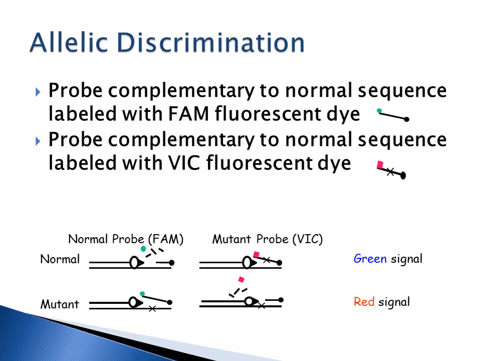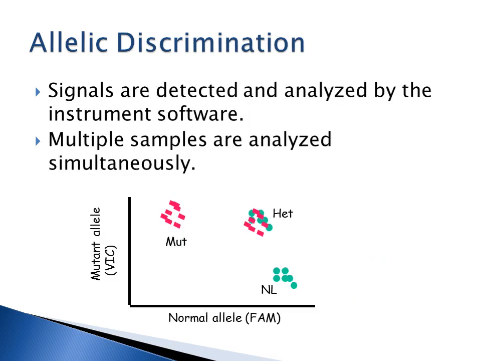You have your probe that's complementary to your normal sequence that's going to be labeled with one color of dye. You have your probe that is the complementary sequence to the mutant sequence that's labeled with a different colored dye. And depending on what color fluorescence you get, that's going to indicate if you have your normal sequence or your mutant sequence.